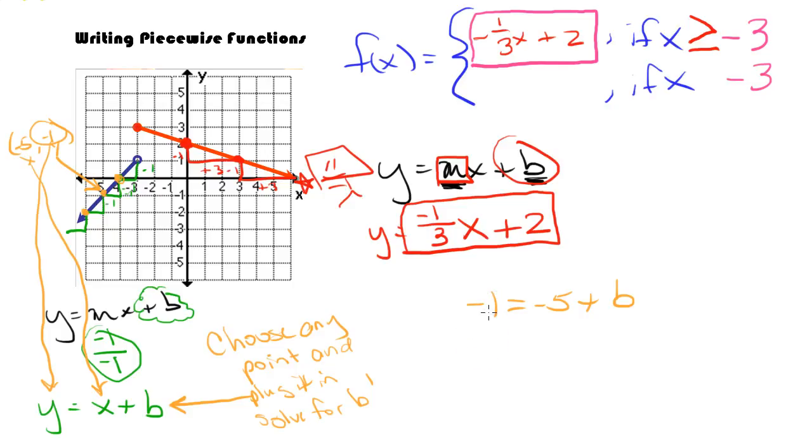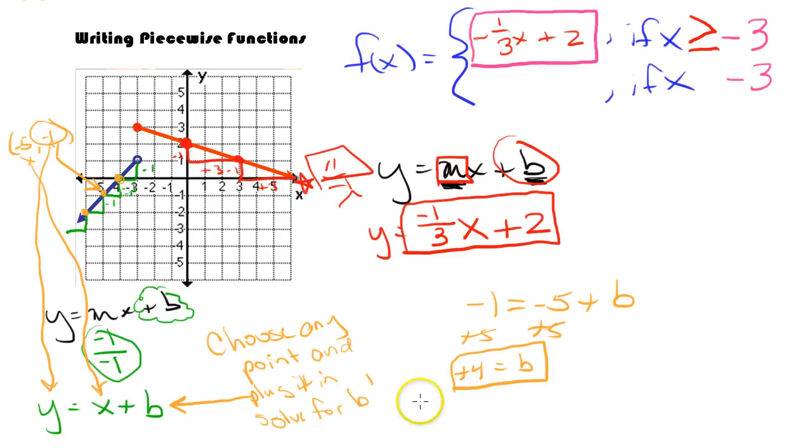So, looky there. Once I plug in my point, negative 5, negative 1, all I have to do now is just solve the simple equation for b. That's not too hard. I'll just add 5, which gives me positive 4. So there is my y-intercept.